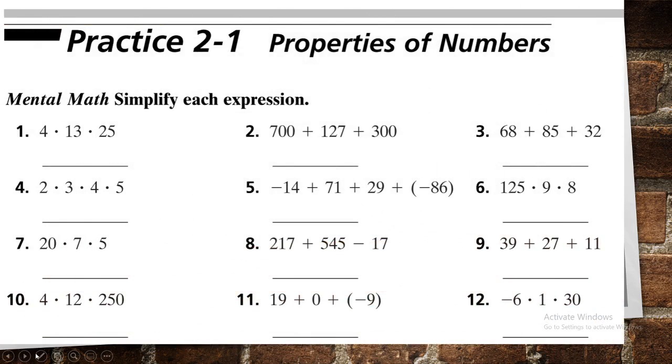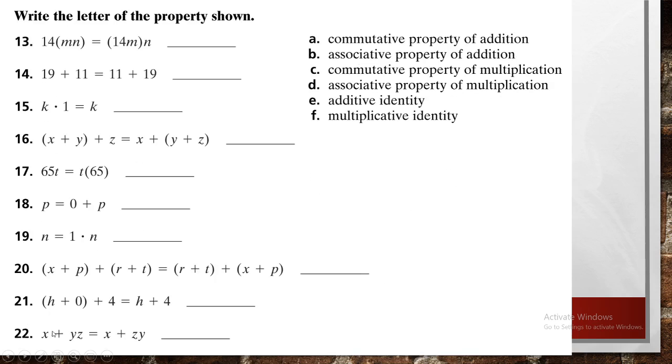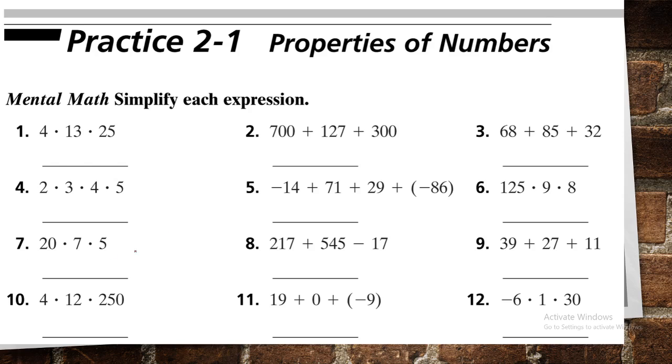We are using the properties really to find ways of solving problems easier, right? So here we go. First problem, instead of doing 4 times 13, I'm going to multiply 4 times 25, which is 100, and 100 times 13 is 1300. Remember, 13 times 1, and then add your 2 zeros, and put your comma in there.